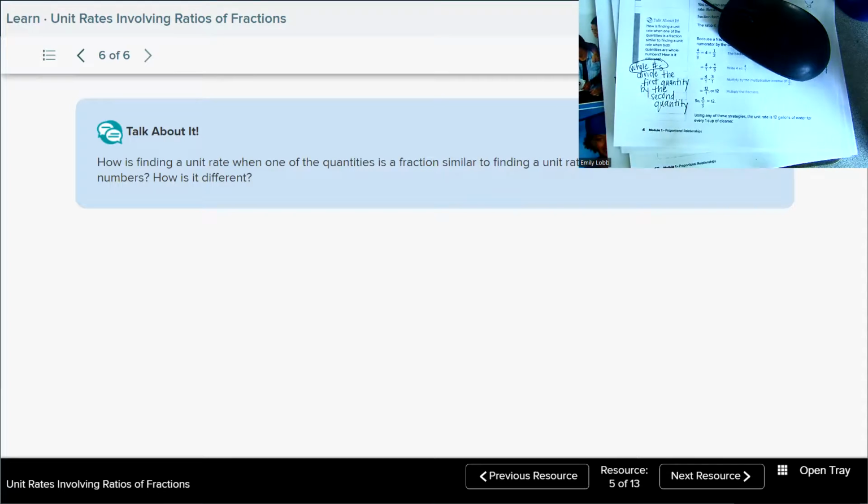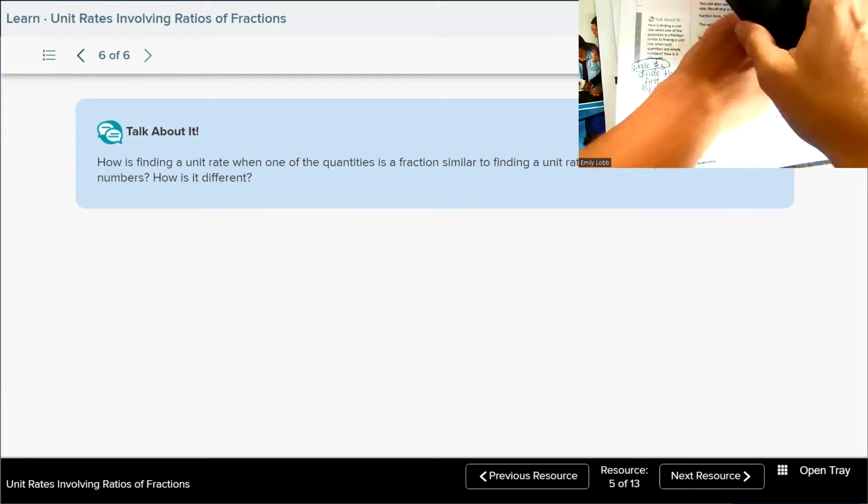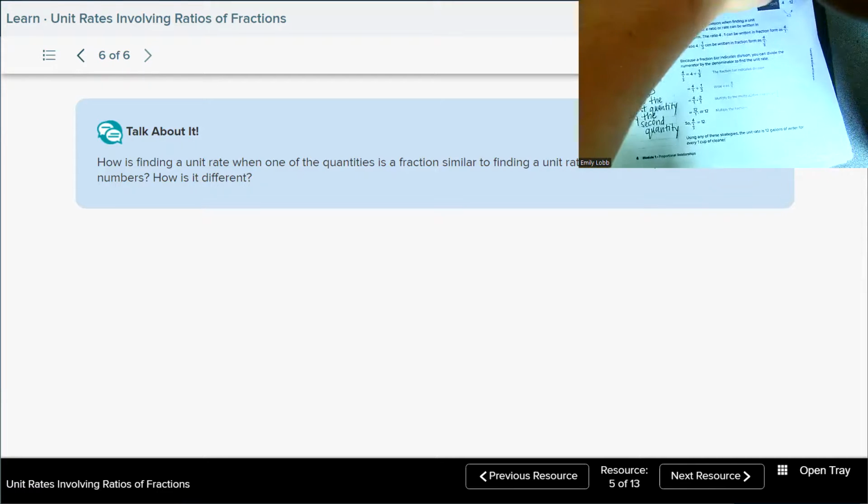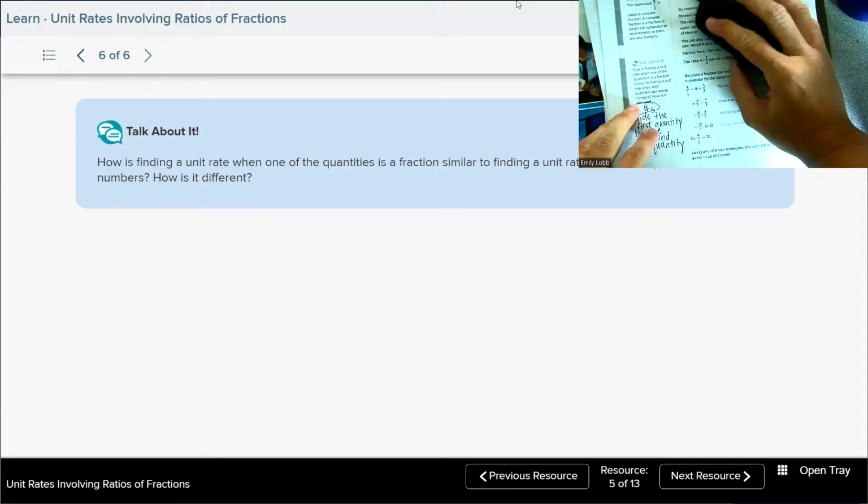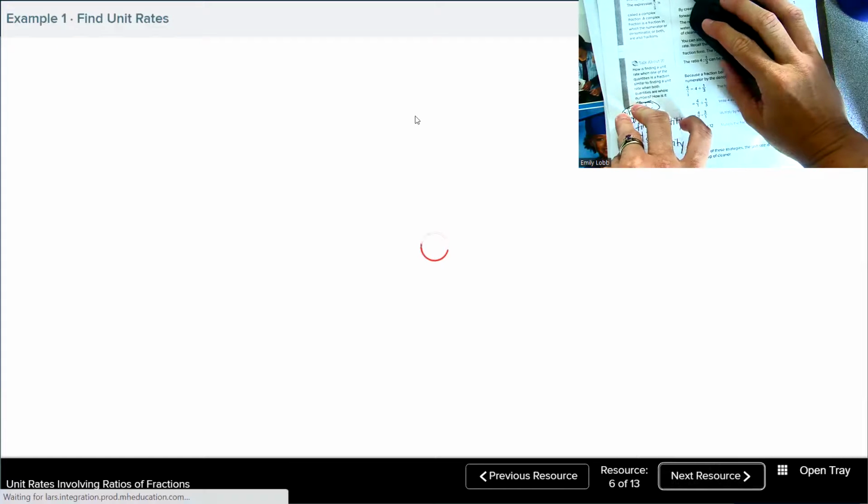It's a little trickier for sure, quite a bit trickier when we're having to deal with fractions. We have to remember how our fraction operations work. We have to remember how to multiply fractions and divide fractions. And we're going to do a little bit of that in our warm-up tomorrow, I do believe. All right. So I think that's the end of that learn section. Now I want you to see a few examples.